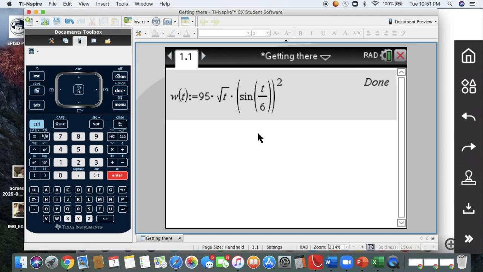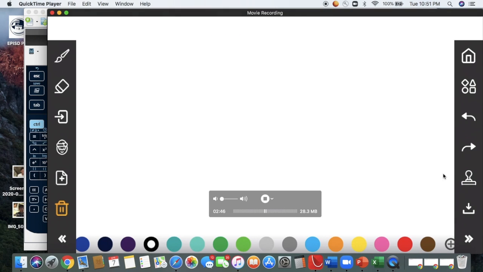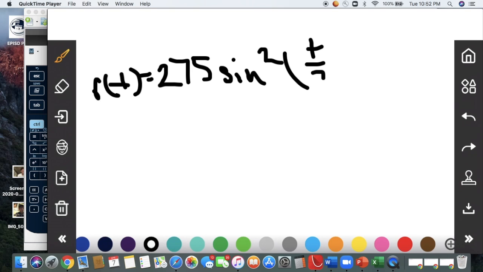So next thing that they give you in the question is the rate out. And so that's R of t equals 275 sine squared t over 3 gallons per hour. So this is going to be your rate out. So R of t equals 275 sine squared of t over 3. And this is your rate out, remember?